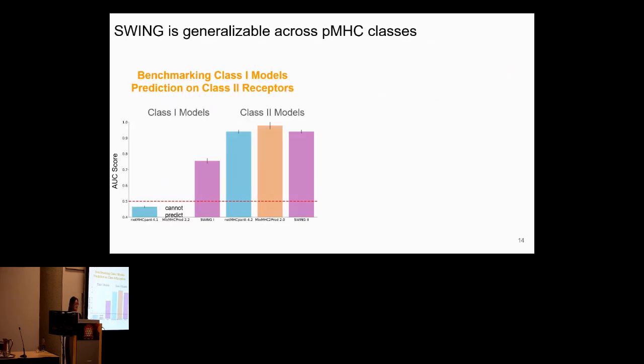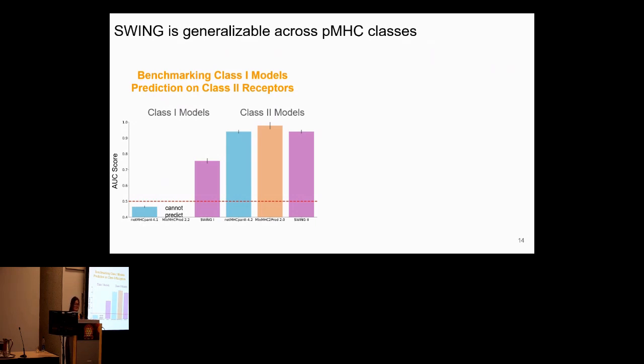So quickly looking at some of the gold standard peptide MHC models, on the right side of the plot are the class 2 models, NetMHCpan 2 in blue, MixMHC2pred in orange, and then Swing class 2 in magenta. And you can see that these class 2 models all performed very similarly when predicting on the class 2 receptors, which makes sense. But when you look on the other side of the plot to the class 1 models, you can see that Swing is the only model that was able to accurately predict on the class 2 receptors. And this emphasized to us that there was something about our interaction language that was transferable across these classes.